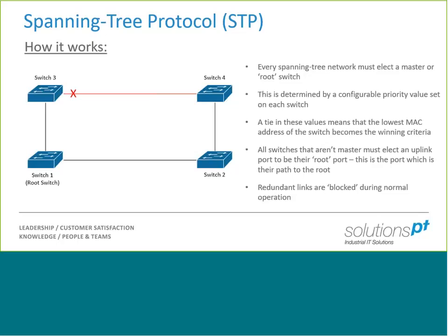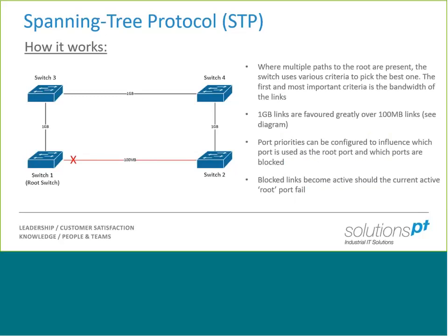Now, in this scenario here, like I say, because we've just got a single port that requires to be blocked, everything else is a normal operational port, operational uplink, and traffic will flow in that direction. So in this scenario here, let's assume switch 4 wants to talk to switch 3. It has to go to switch 2, to switch 1, and then to switch 3, because that port between switch 4 and switch 3 is blocked.